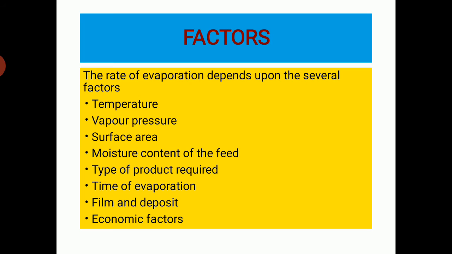Next one is the type of product required. The type of product required sometimes decides the apparatus for evaporation. Open pan produces liquids or dry concentrate. Film evaporator yields liquid concentrate. Spray dryer produces dry products with good solubility. Vacuum evaporator gives porous products suitable for conversion to granules.